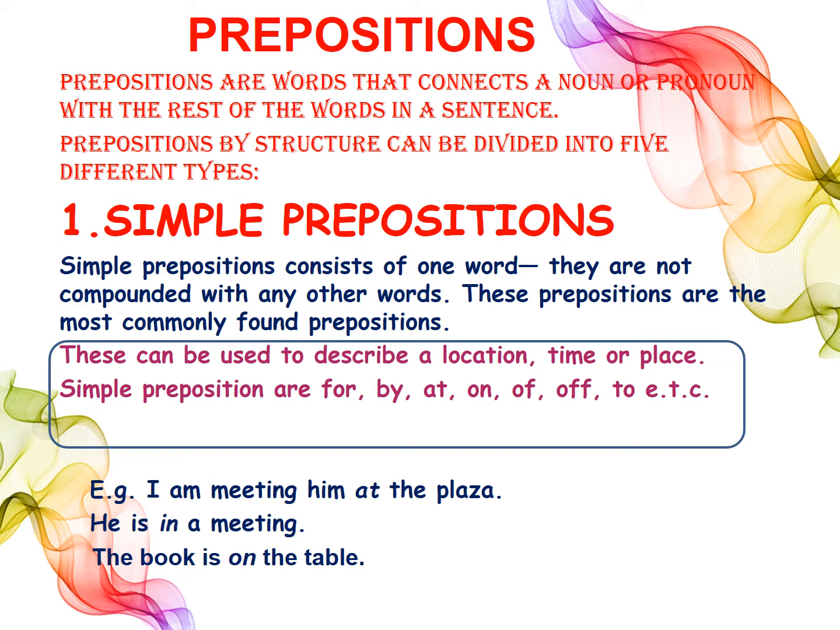The first one being simple prepositions. Simple prepositions consist of one word and they are not compounded with any other word. These prepositions are the most commonly found prepositions like for, by, at, on, off, to. For example, I'm meeting him at the plaza. He is in a meeting. The book is on the table.